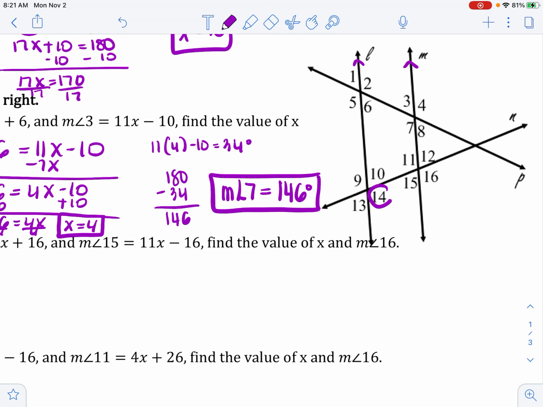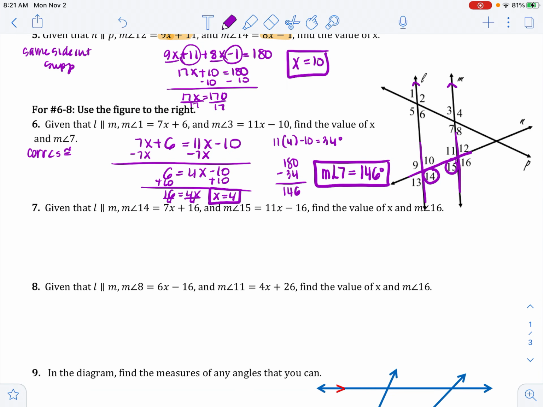All right, so I need to look and see how 14 and 15 are related. So here's 14, here's 15. Remember, these are my parallel lines. This is my transversal. 14 and 15 are on the inside of my parallel lines, and they're on the same side of the transversal. So they are same side interior. Same side interior angles are supplementary. That means they add to 180.